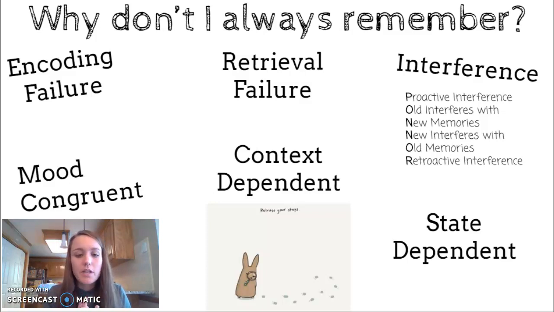A state dependent memory would be a memory that is linked with your psychological state. So this is often in reference to a conscious state, whether that is being sober versus intoxicated, and there might be a memory that comes back to someone in one of those states that they had forgotten when they weren't in that state.